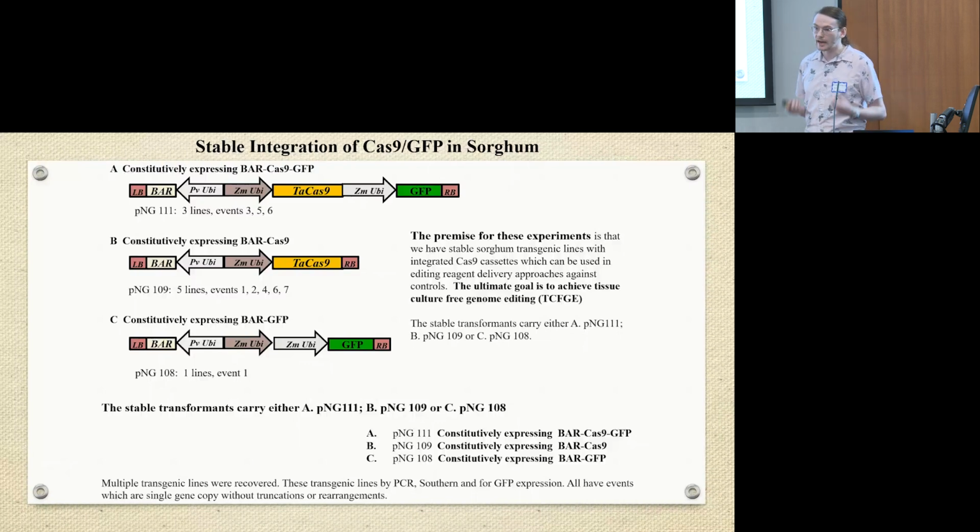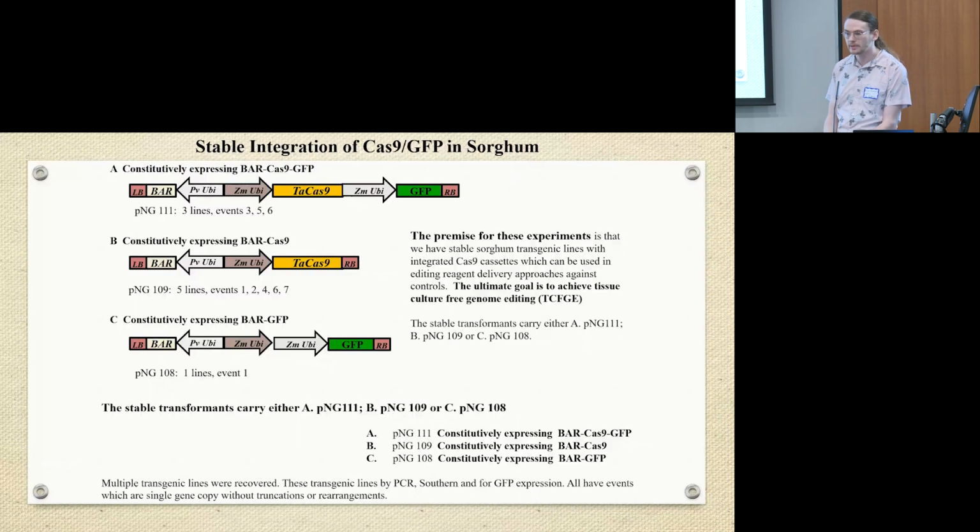So we have the goal of ultimately getting to a tissue culture-free genome editing system. This is a very ambitious project, but the very first step of all of this is we want to actually start using CRISPR-Cas9 for our transformations. So to achieve this, we've developed a cell line called PNG111, and it is expressing Cas9 and GFP off of the same ubiquitin promoter.